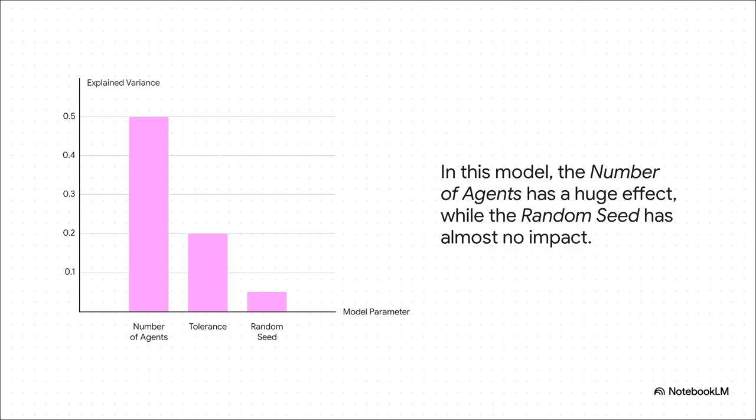And this chart here shows a sensitivity analysis in action. So for this particular model, which is looking at agent migration, you can see that the number of agents is by far the most important factor. It explains about half of the final result. The tolerance level, yeah, it matters a bit. But the initial random seed, it barely makes a dent. This is the kind of clarity we're talking about. It lets you truly understand what makes the model tick.